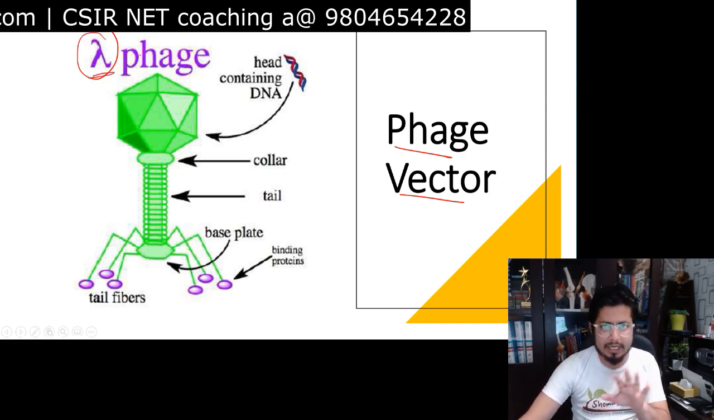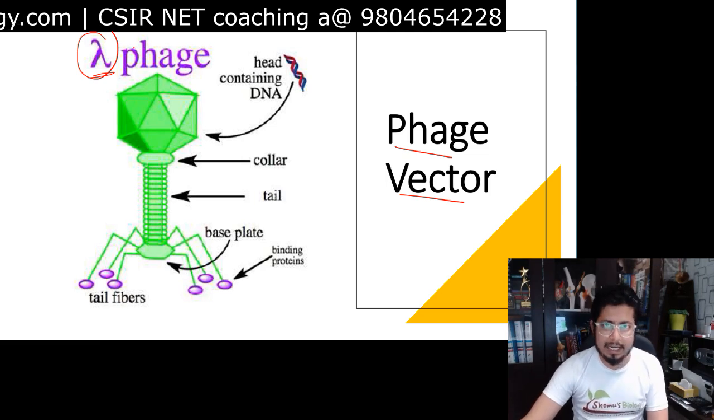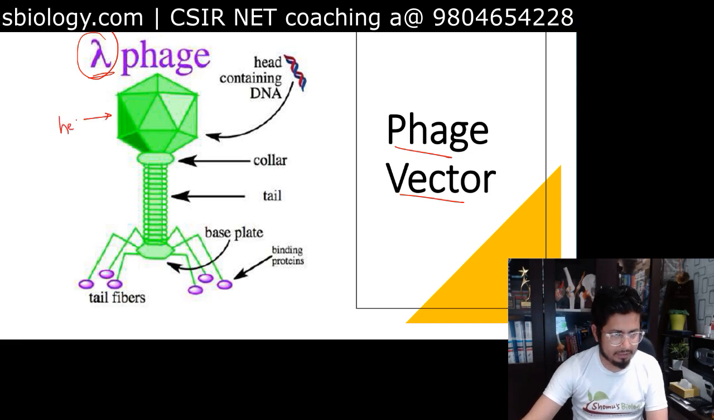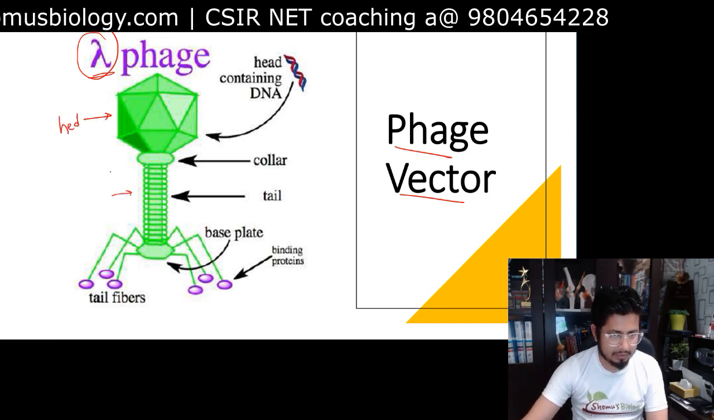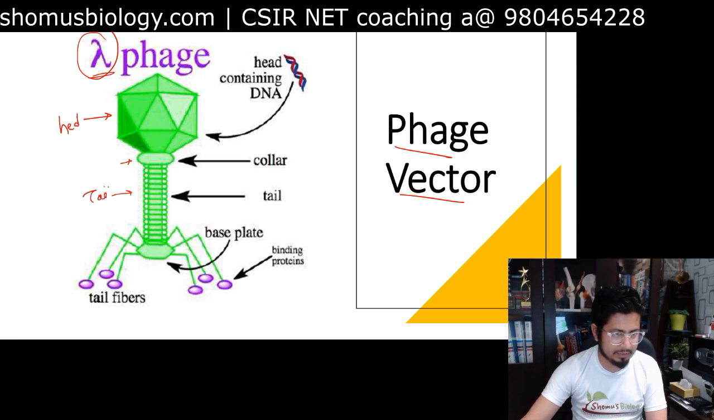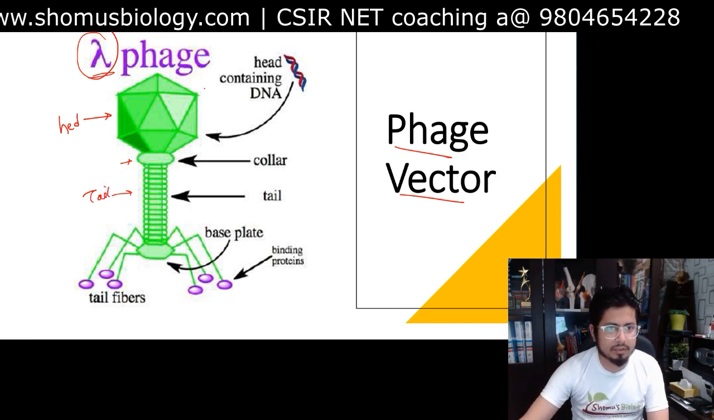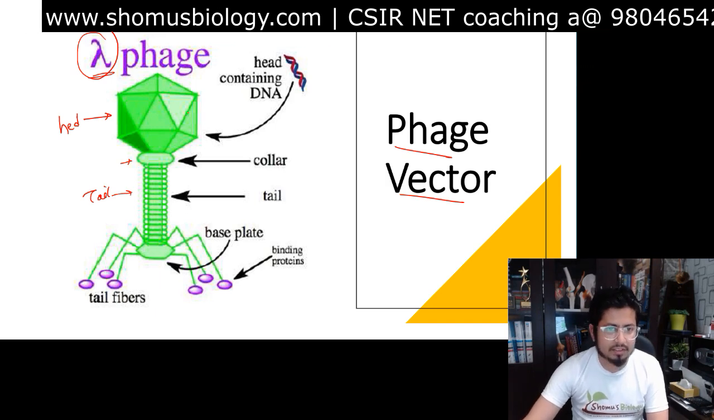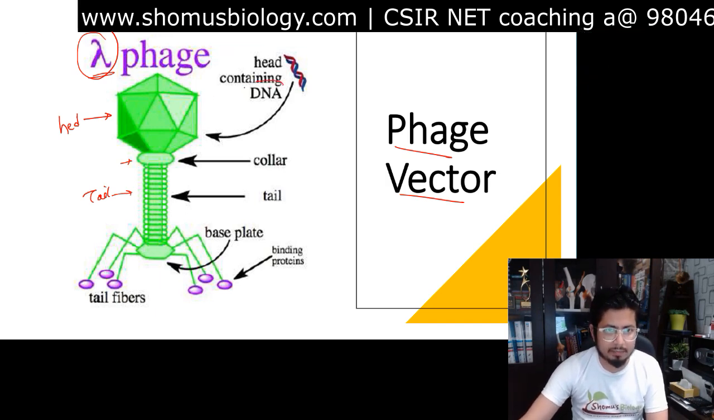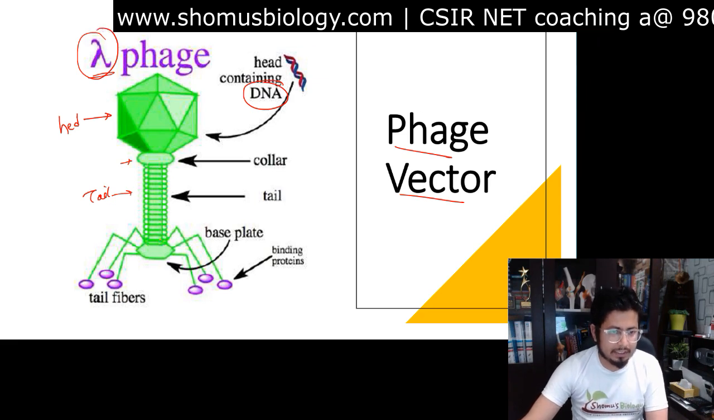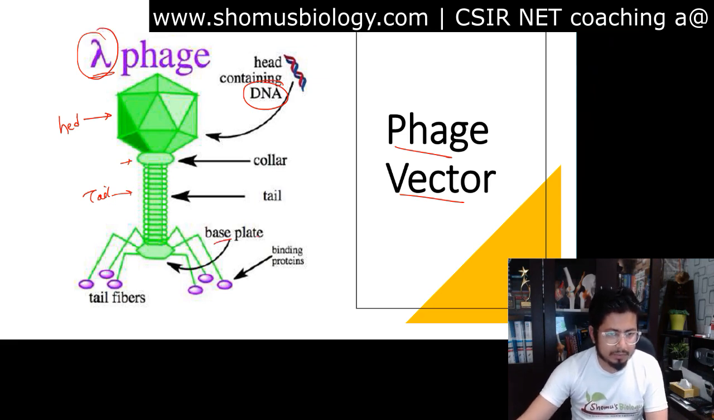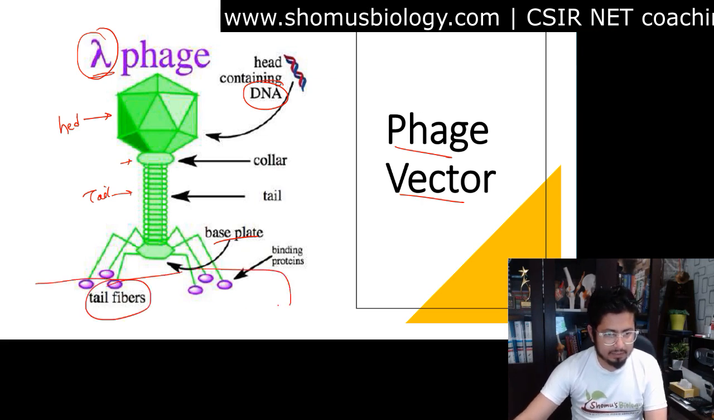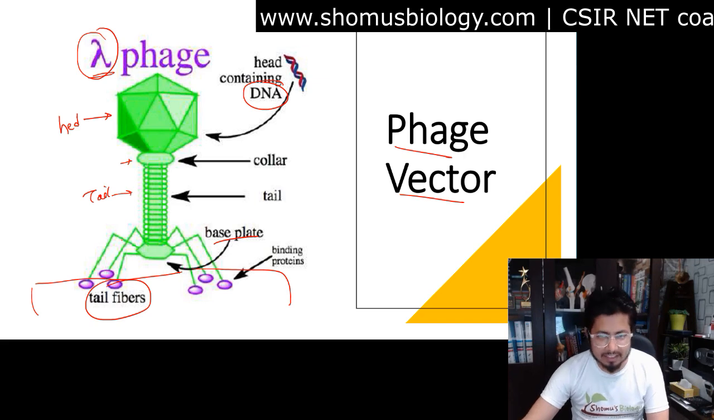So phage vector is basically lambda phage. There are different kinds of bacteriophage viruses that attack bacteria, and lambda phage is one of them. Lambda phage has its head region, it has its collar, this is the collar, this is the tail region. The head is composed of icosahedral symmetry made with protein structure, inside of which the genetic material DNA is placed. Then it has the tail region, and at the bottom a base plate, and the base plate has tail fibers with which it can be in contact with the surface, which is the bacterial cell wall.